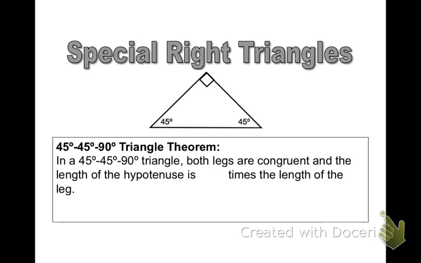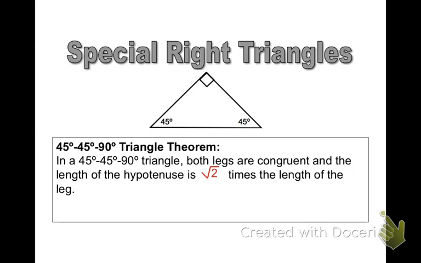It states in a 45, 45, 90 triangle, both legs are congruent, and the length of the hypotenuse is the square root of 2 times the length of the leg.